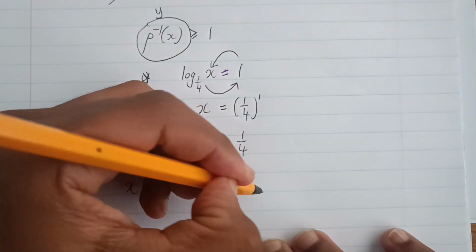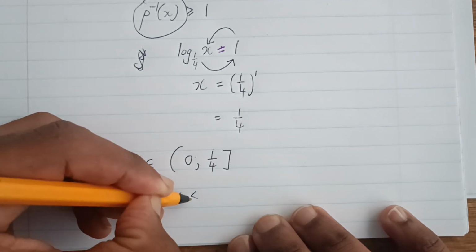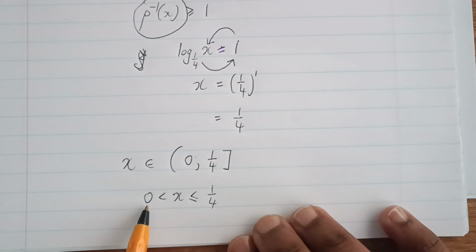Okay, if you wanted a different notation, you could have said that x is in between the 1 over 4 and the 0. Make sure that this one's included and that one's excluded. So this notation or that notation, either is the same thing.